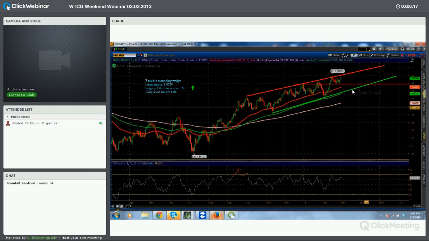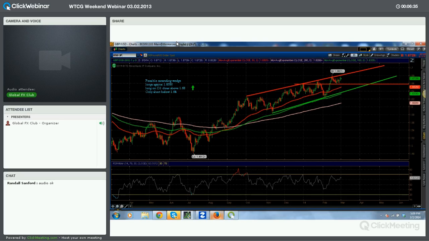Only a move below 164 would get me interested in shorts on pound dollar. If we do get a daily close above 168, I think that should accelerate some upside, and I might try to buy some if that does indeed occur.